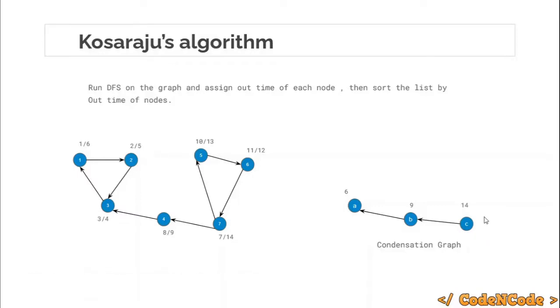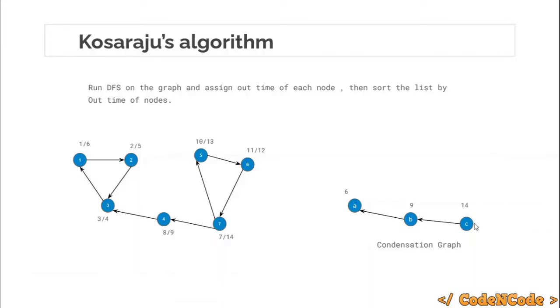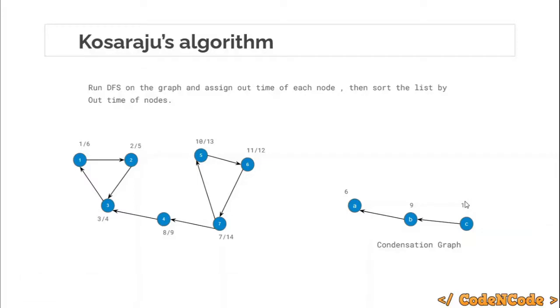Now the proof of this is very easy. You can prove it using the principle of contradiction. You can assume this node does not have 0 in degree, that means there is an edge from some other node towards this. If that is the case, then that node would have a higher out time than this, which contradicts the fact that this node has the highest out time, and hence the assumption that this node does not have 0 in degree is wrong. So this is a straightforward proof.